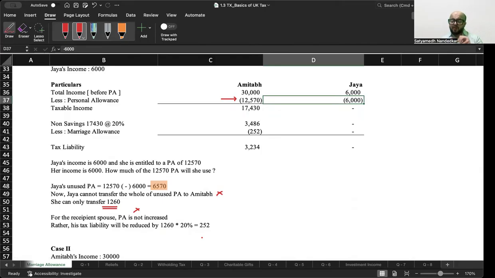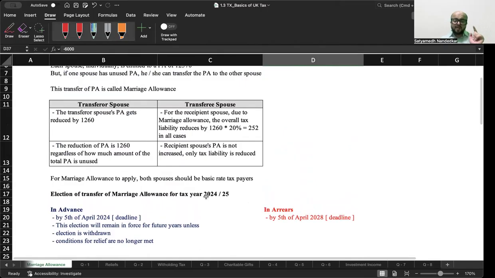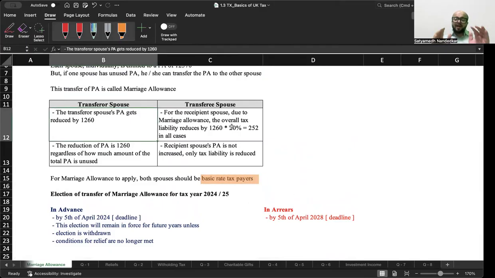So a marriage allowance has the effect of reducing the tax liability of an individual. It does not get added to the personal allowance. Please remember, for this to apply, both the spouses have to be basic rate taxpayers. If they are not basic rate taxpayers, then this will not work.